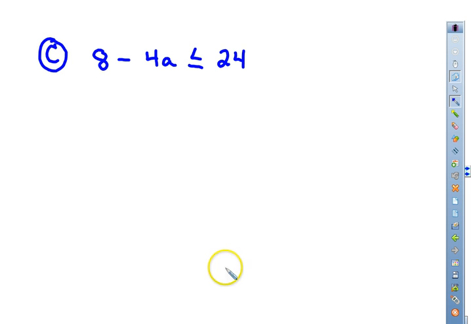I want you to go ahead and solve this. So go ahead and hit pause and solve.